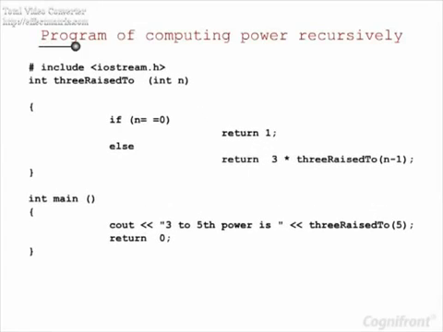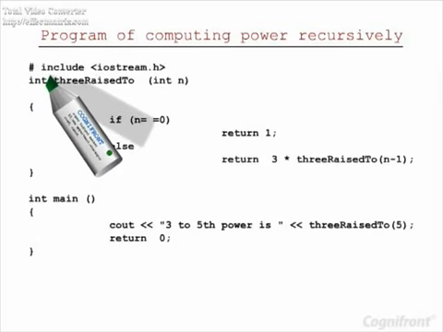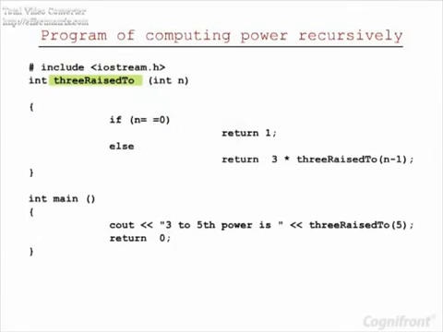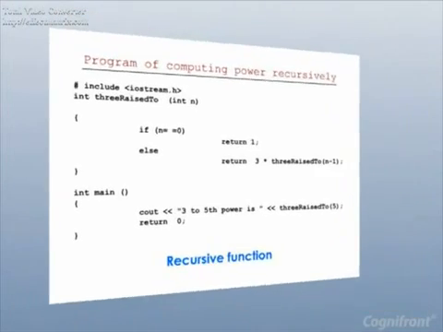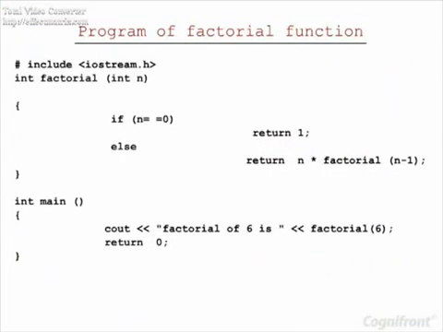Observe the program of computing power recursively. In this code, the function power is a function that calls itself. This is known as a recursive function. Now let's see how to find the factorial of a number using a recursive function.